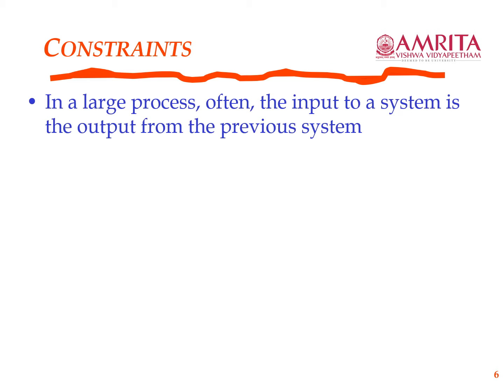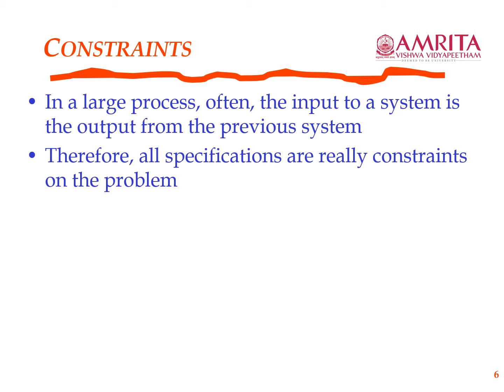In a large process, however, when you have a flow sheet, for example, you have multiple units lined up one right after the other, and the input to one particular unit is basically the output from a previous unit. So once you've solved for a previous unit, when you are developing a model and simulating the next unit, the output from the previous unit is fed as input to the subsequent unit, and therefore the entire input becomes specified. All those specifications are also really constraints on the problem, so they should all be listed as constraints.